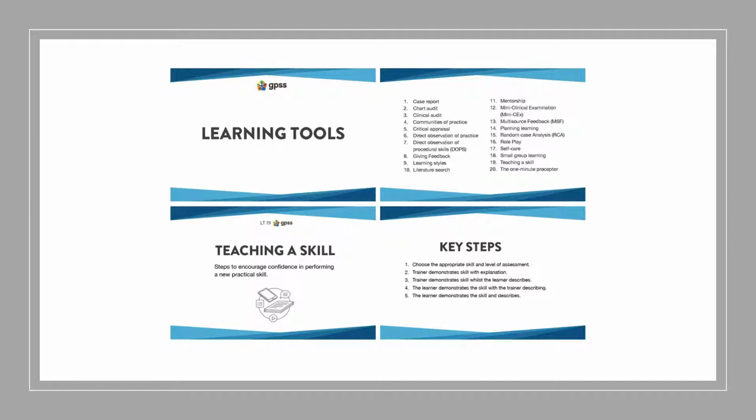This is an example of a learning tool card. There's an overall card listing all the different learning tools that we explore, and an example of the teaching a skill card. So teaching a skill broken down into 5 simple steps that you can explore individually or you can teach someone else.